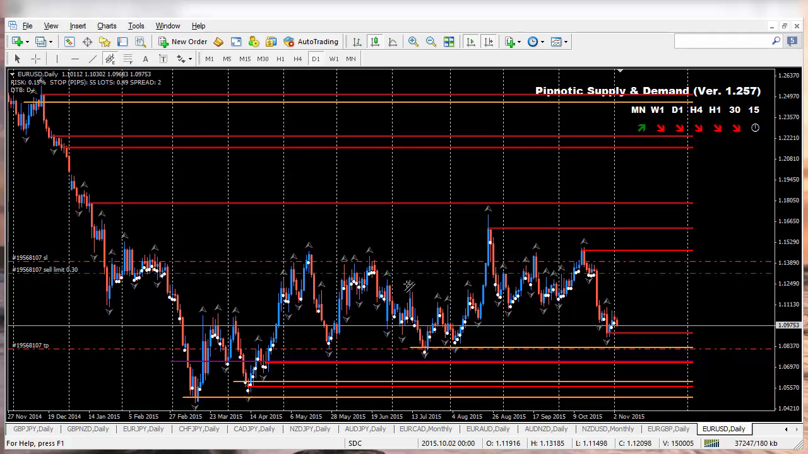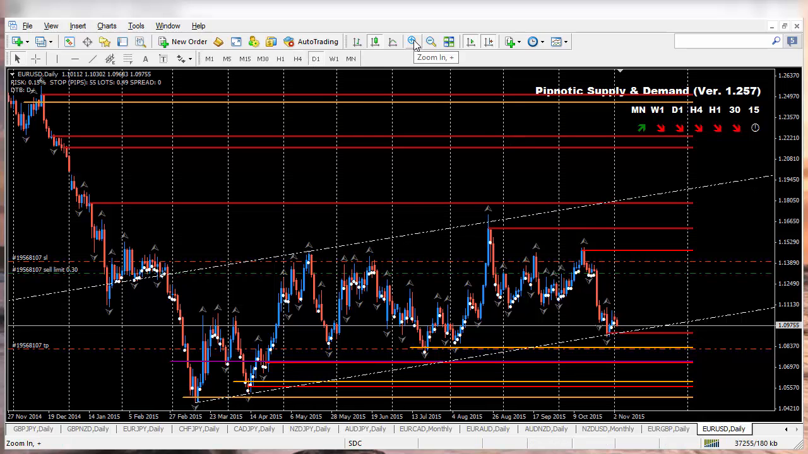So if we draw this channel for a second, go from the low here, let's see if we can get it to look like that. So you've got a channel that's looking like that, so we're at the bottom of this channel here.